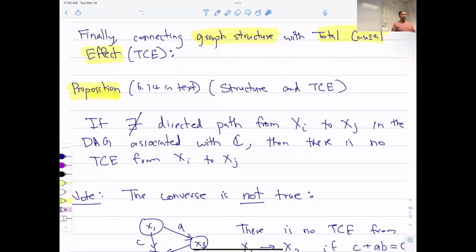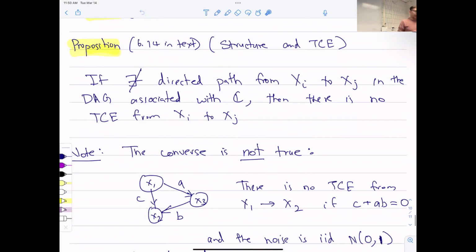Finally, we want to connect graph structure with total causal effect. If there does not exist a directed path from xi to xj in the DAG associated with the SCM, then there is no total causal effect from xi to xj. Ideally, you'd like the positive statement, but that's not this. Faithfulness is not going to allow us to make it that way. So let me repeat this statement: if there is no path from xi to xj, then there is no total causal effect of xi on xj. The converse is not true.